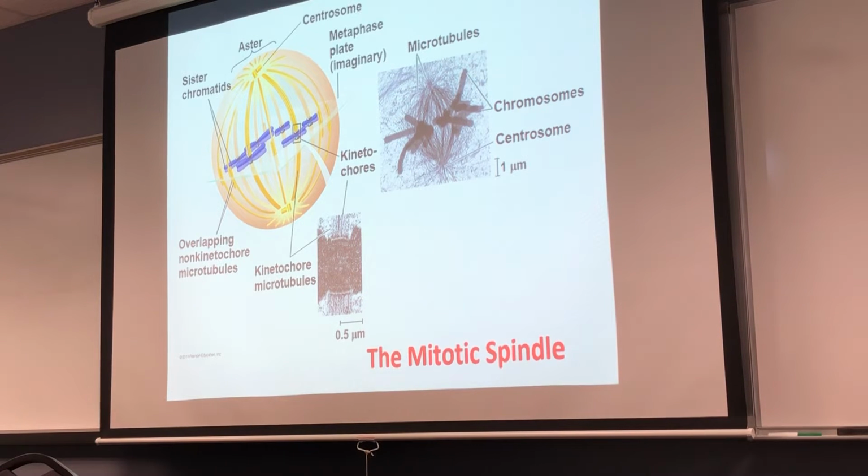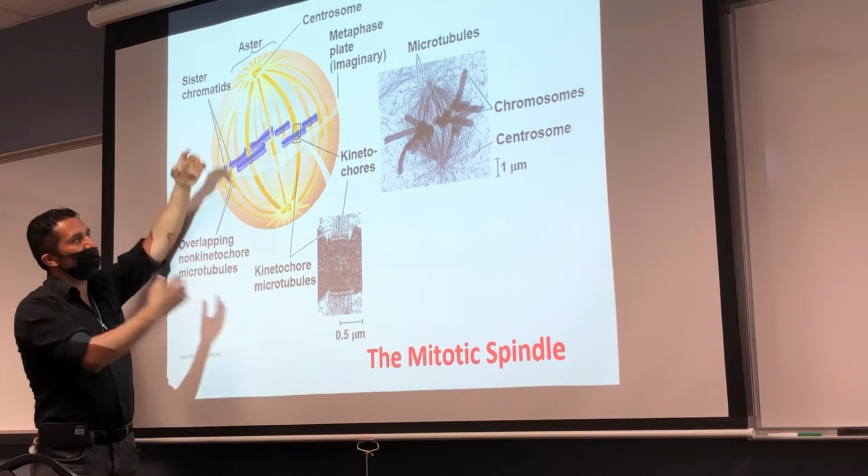Then you will have these overlapping non-kinetochore microtubules, or known as polar microtubules. They are bound to each other, okay, from opposite microtubule organizing centers. So they're bound to each other, and then they begin to push, they begin to enlarge the cell.